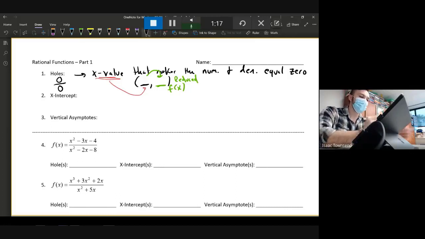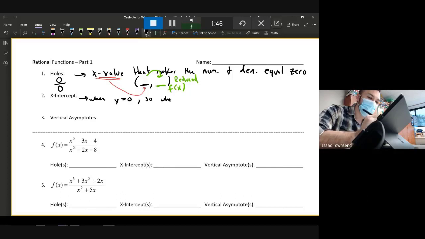Okay, x-intercepts are when y equals 0. But rational functions, if you don't remember, I think everybody did rational functions before AMI last year. I think it's like the last thing you guys did in Algebra 2. Rational functions basically means fractions. So if y is supposed to equal 0, you need to think about, well, a fraction equals 0 when the numerator equals 0.